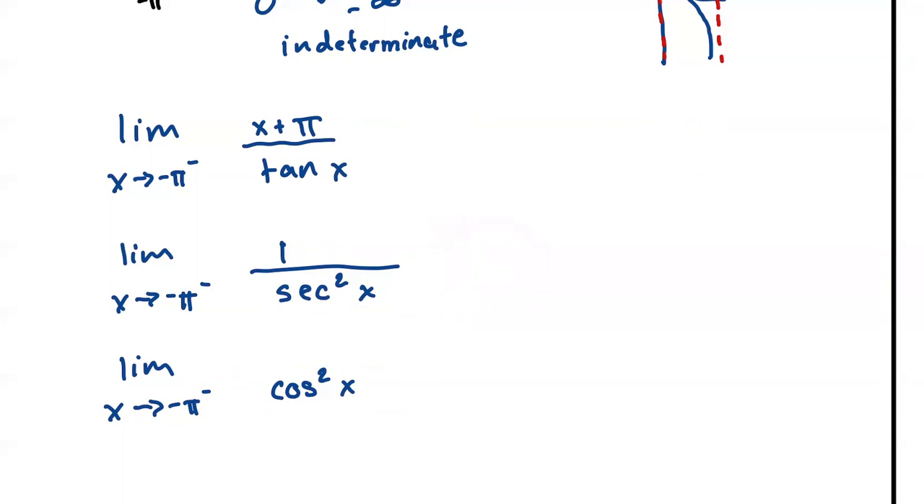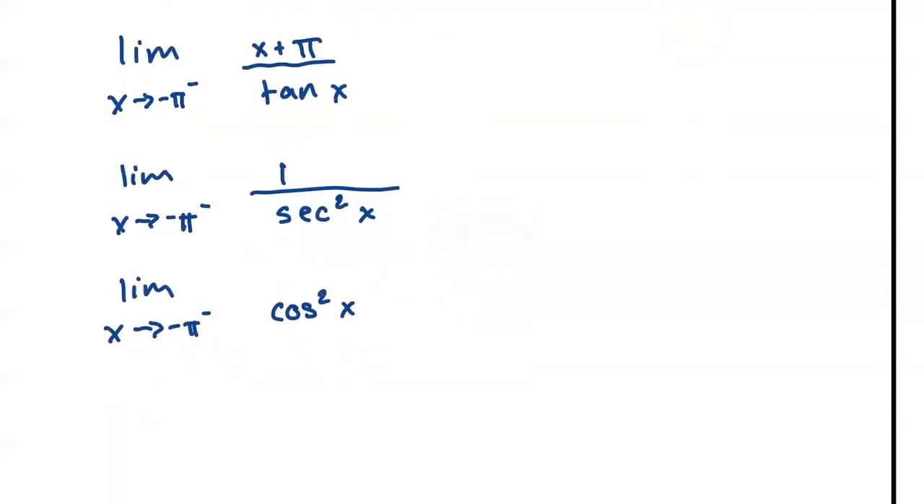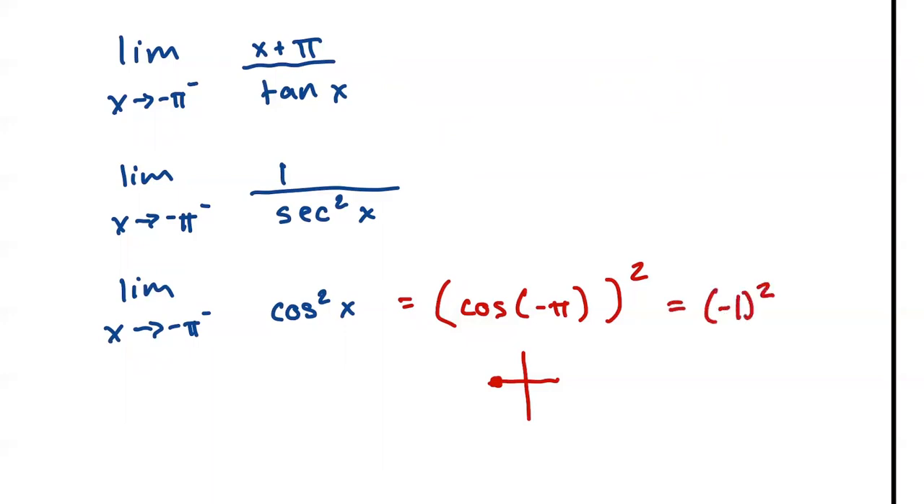And now if you evaluate cosine at negative pi, remember that the squaring occurs afterwards with this notation. So I'm going to evaluate cosine at negative pi. Remembering our unit circle, this is where we're at with negative pi. So cosine is going to be negative 1. So we have negative 1 squared, which indeed is just 1.